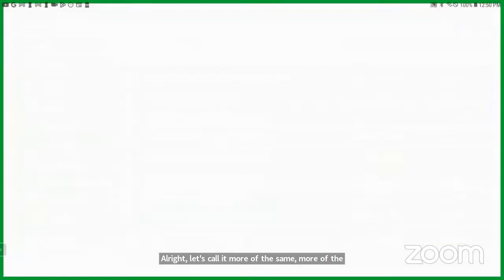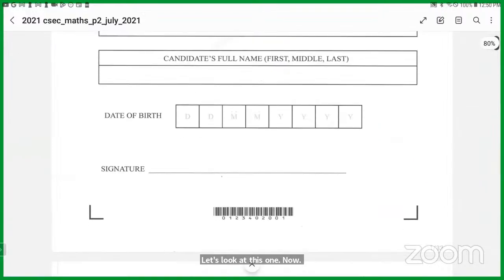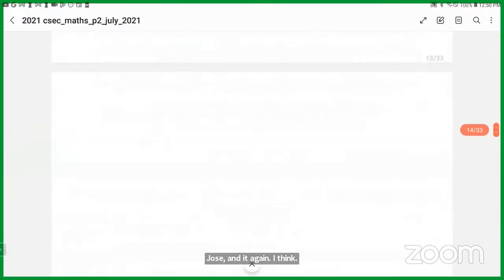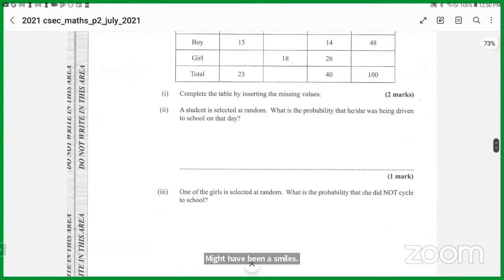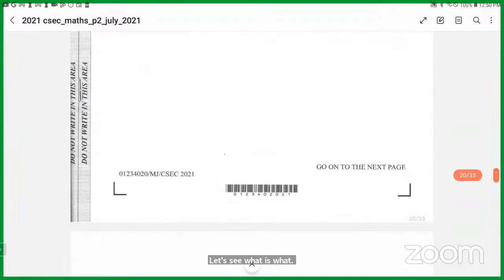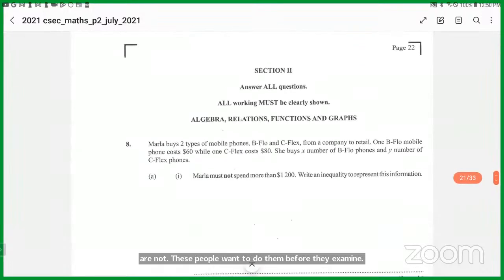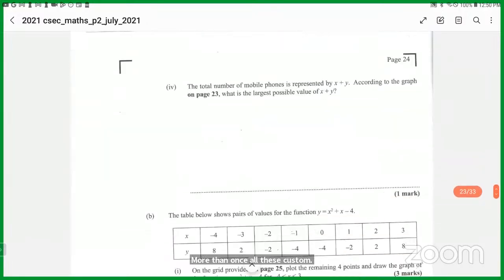Let's look at this one now. And this is question 8 again, I think. All right, might have been a smile this time. I don't remember. Let us see what is what. All these questions, these people are going to do them before the examiner, more than once. All these questions that we're doing, we're going to do them more than one time.